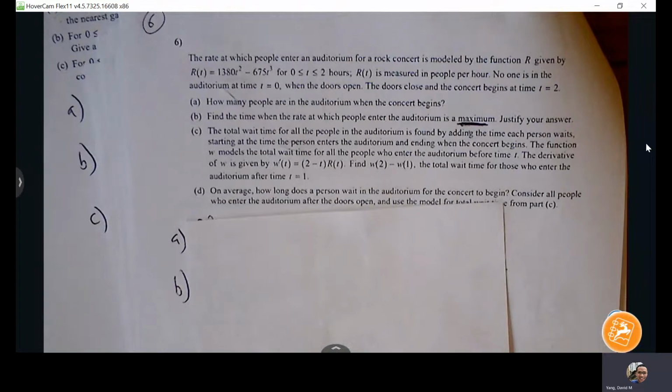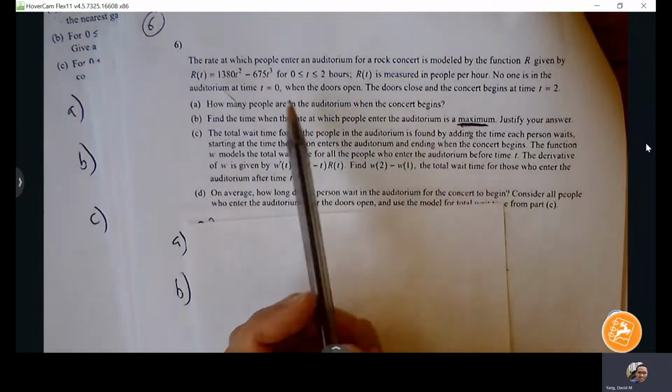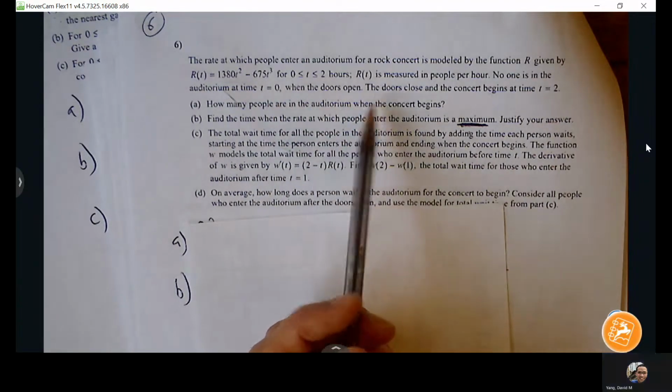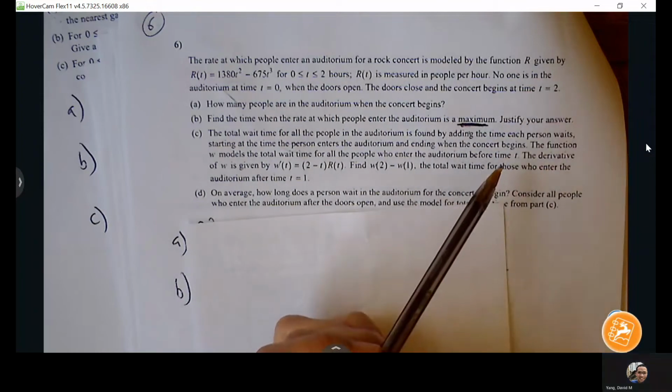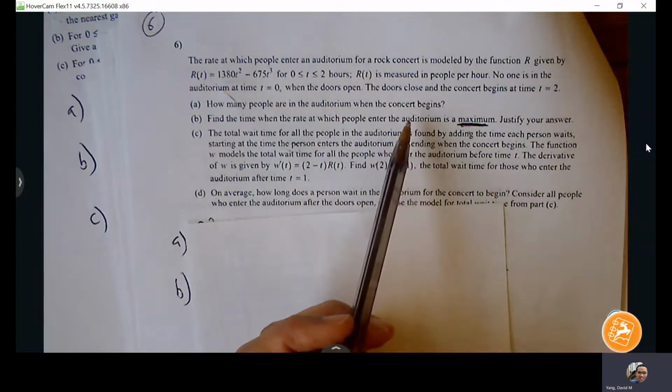Okay, the rate at which people enter an auditorium for a concert is modeled by the function R, given by R of t. R of t is measured in people per hour. No one is in the auditorium at time t equals 0 when the door opens. The doors close and the concert begins at time t equals 2. Okay, so part A says how many people are in the auditorium when the concert begins.